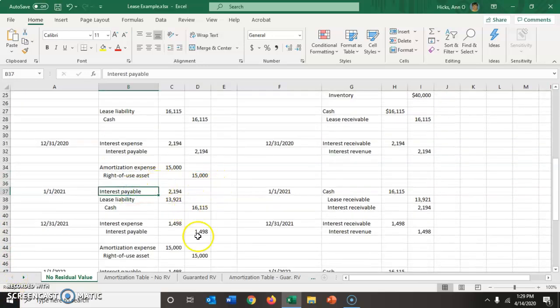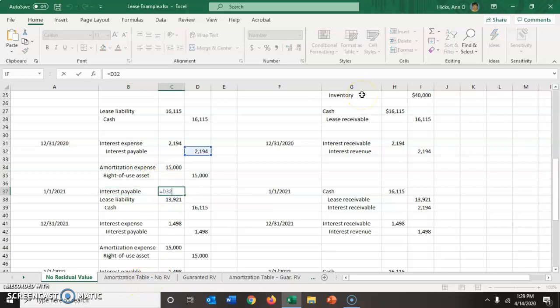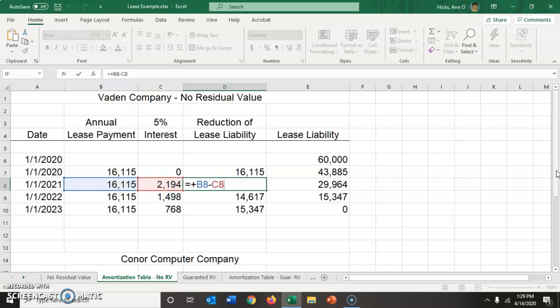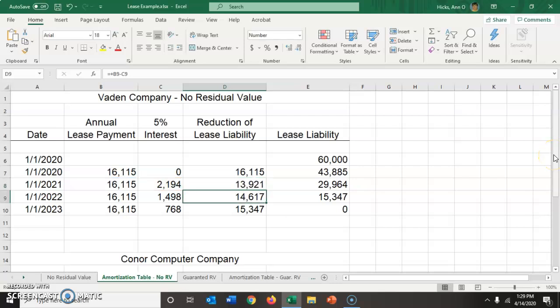Come January 1, I make my next lease payment. And you'll notice I am paying off, debiting the interest payable. And then my debit to lease liability comes again from the amortization table, which I calculated by taking the lease payment minus the 5% interest. And then as long as we're here, that's going to reduce our lease liability.